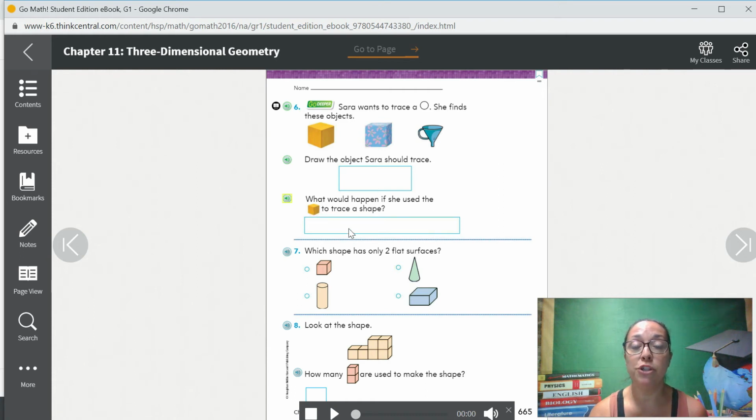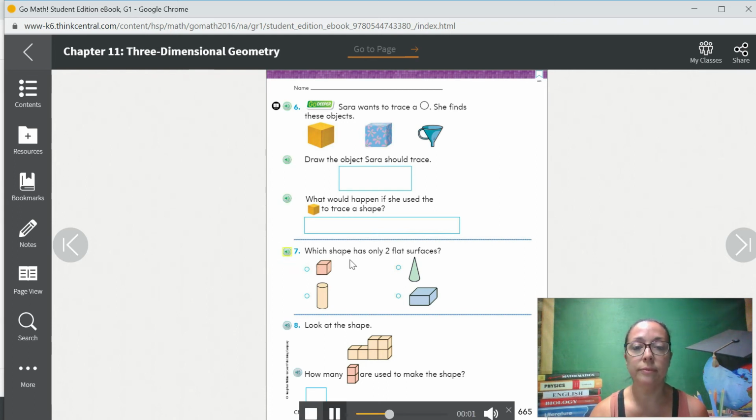So what shape would she get? You're going to draw it in this box. ¿Qué forma le va a dar un cubo si lo pone en un papel? Dibújalo aquí en la cajita. All right, I think that's an easy one too. Let's check out number seven, número siete.